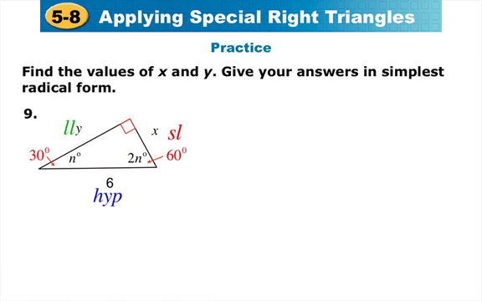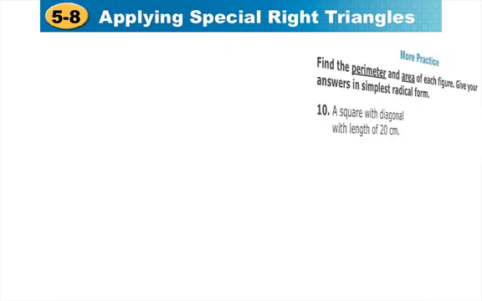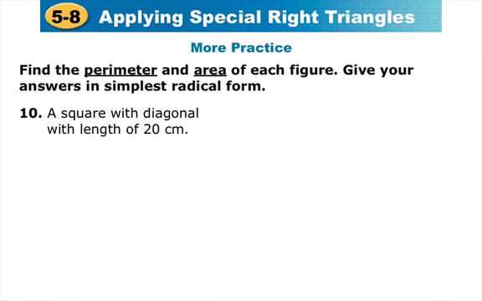So you have your long leg, short leg, hypotenuse. Use the formula. First find the short leg. You're given the hypotenuse. So then you substitute. You have 6 is equal to 2 times x. Divide both sides by 2. x is equal to 3. To find the long leg, use the other relationship. Substitute. You end up with y is equal to radical 3 times 3, which is the following. y is equal to 3 radical 3. You're done with 9.